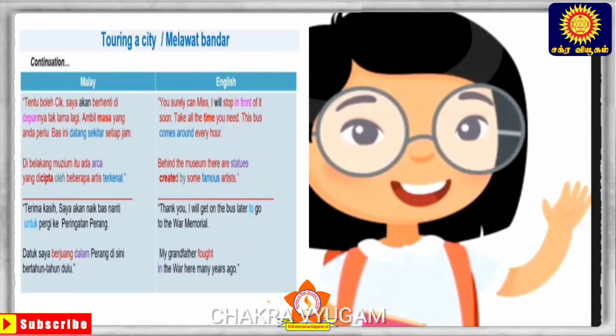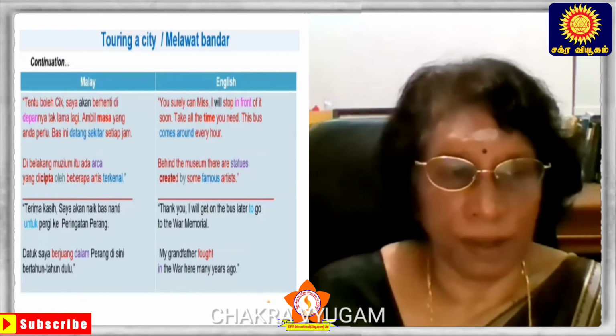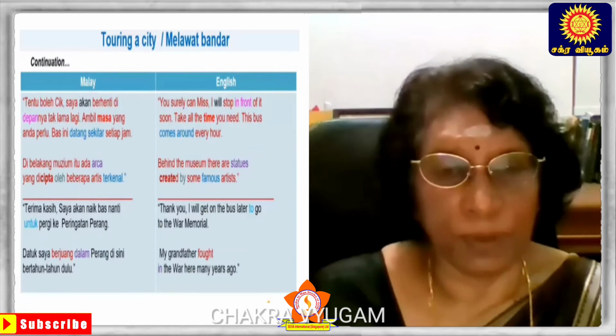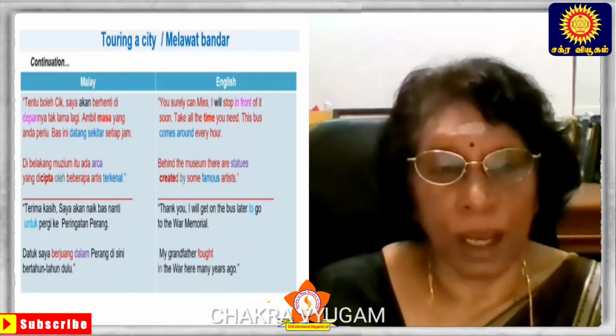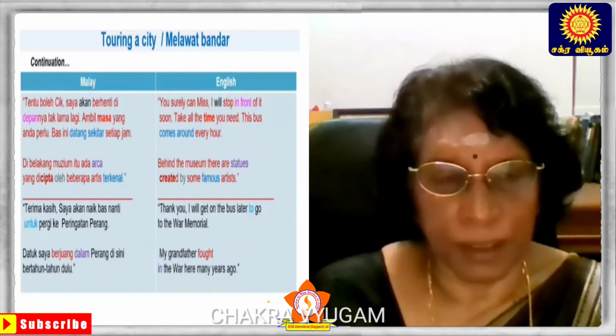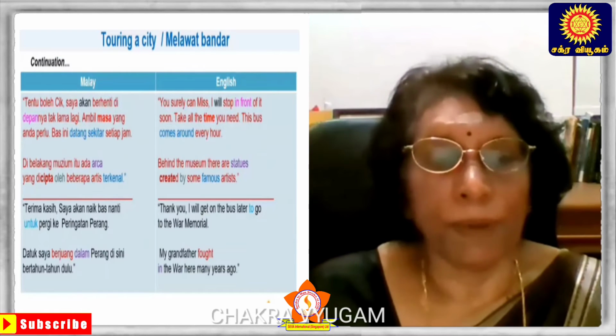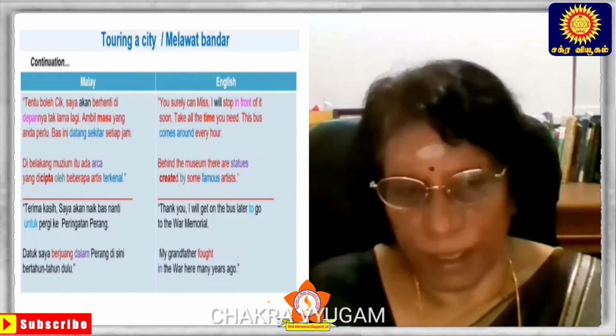Di belakang museum itu ada arka yang dicipta oleh beberapa artis terkenal. Okay. Now, in addition to the museum, the driver is telling her that at the back of the museum or behind the museum, there are some statues, akas, aka, yeah, yang dicipta, made by. Cipta is created by. Beberapa, many, some, famous, terkenal. Beberapa is some or many, right?